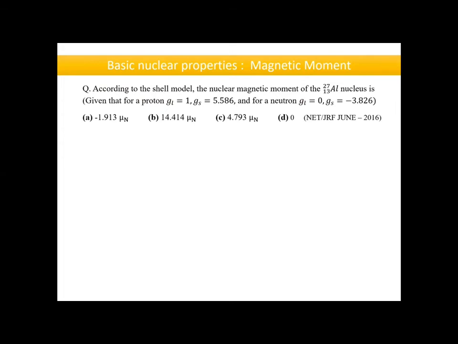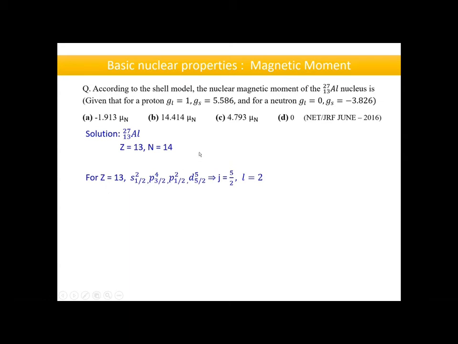Based on this concept, a question was asked in the NET exam where we have to find the nuclear magnetic moment of the aluminium-27 nucleus according to the shell model. So aluminium-27 has Z equal to 13 and N equal to 14. So the only single unpaired nucleon is the proton, Z equal to 13.